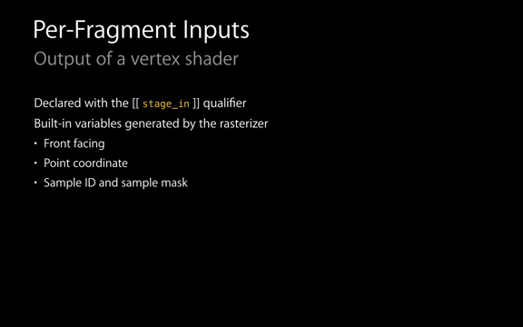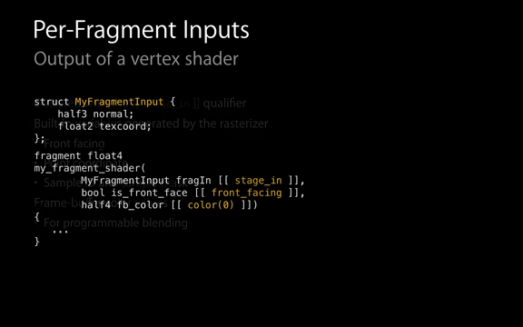Sometimes the rasterizer also generates information that you may actually want to know about, like is my triangle front-facing, or if I'm doing multi-sampling. So things like that, you can use attributes to identify these inputs. And if you want to do programmable blending, you want to read the frame buffer color value. So let's talk about how I do that.